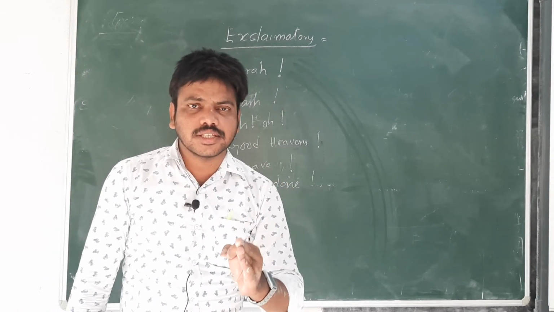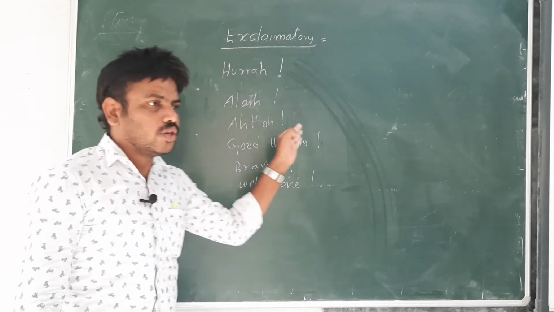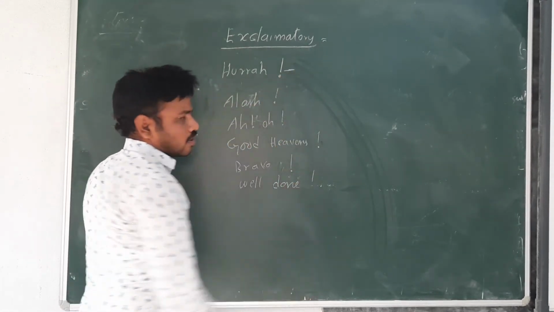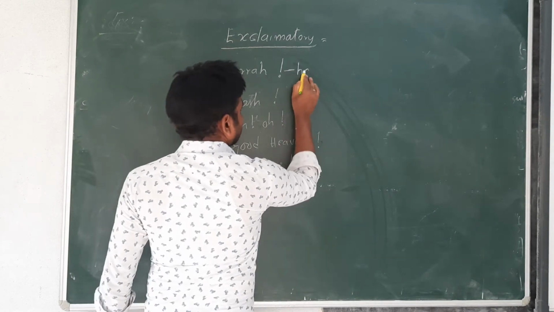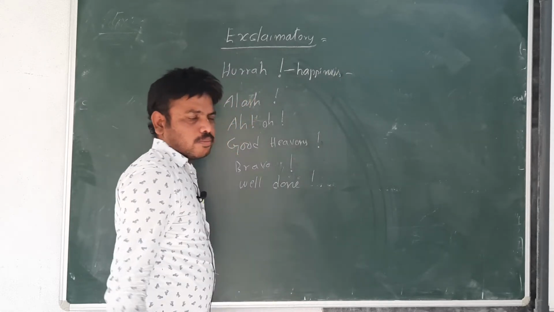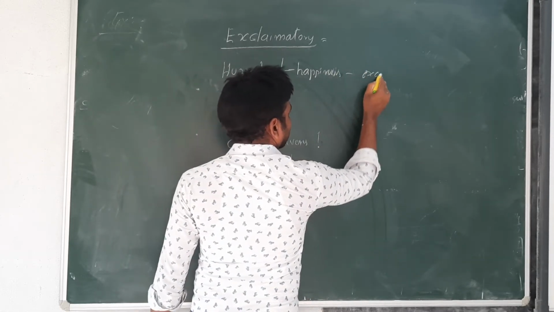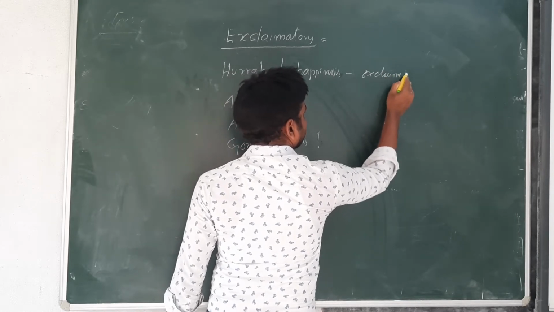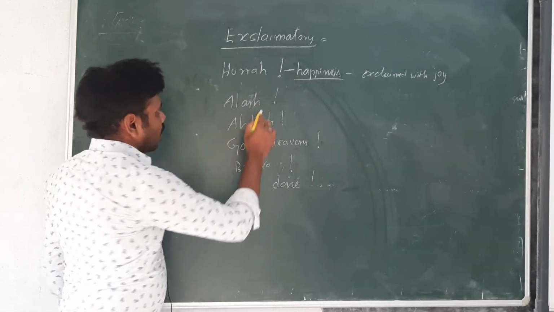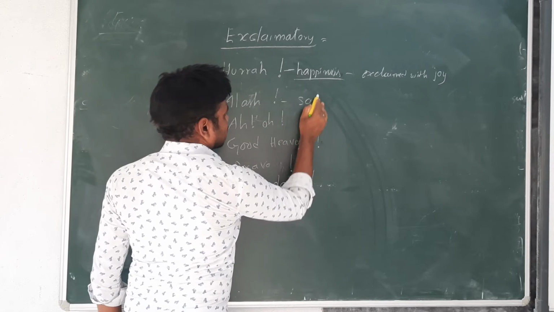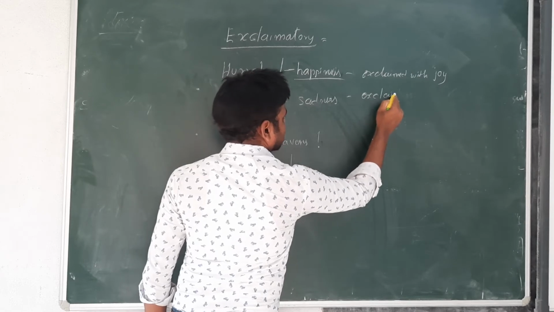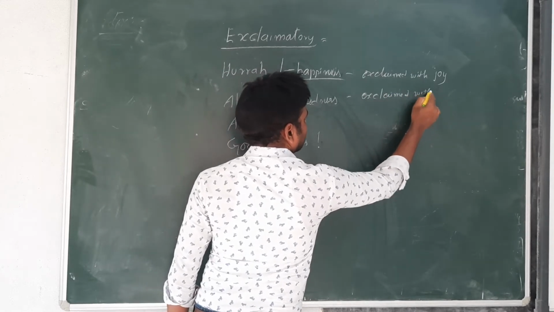If the sentence gives the meaning of happiness, we use hooray. This explains about happiness, so here you should write exclaimed with joy. Alas shows sadness. So you should write here exclaimed with sorrow.